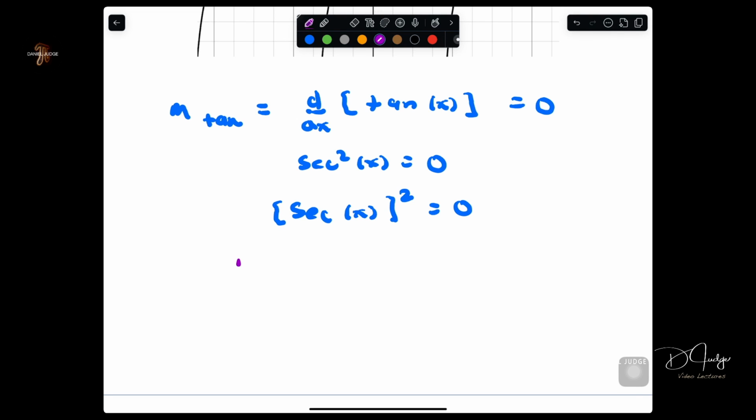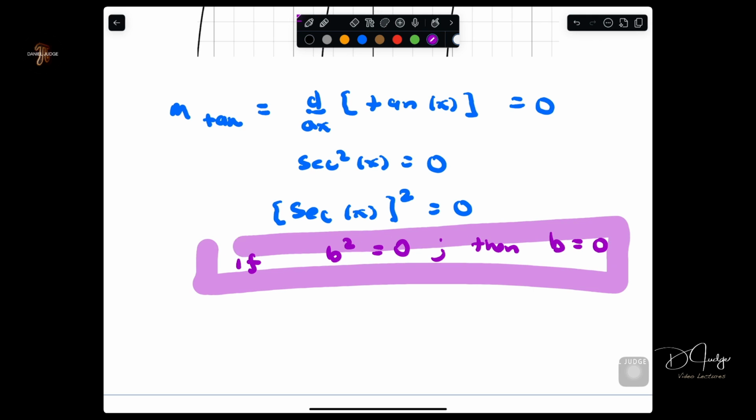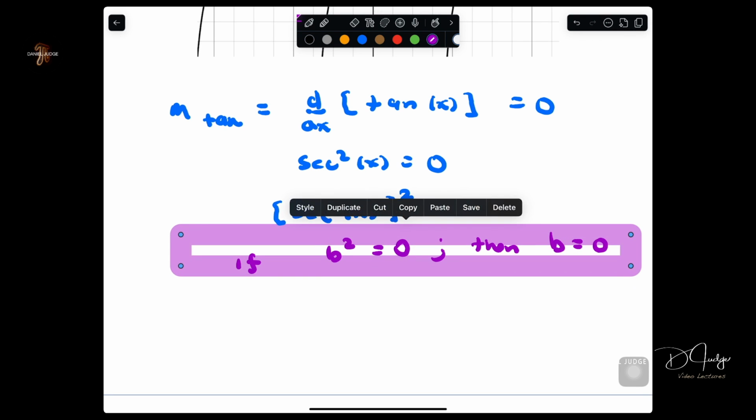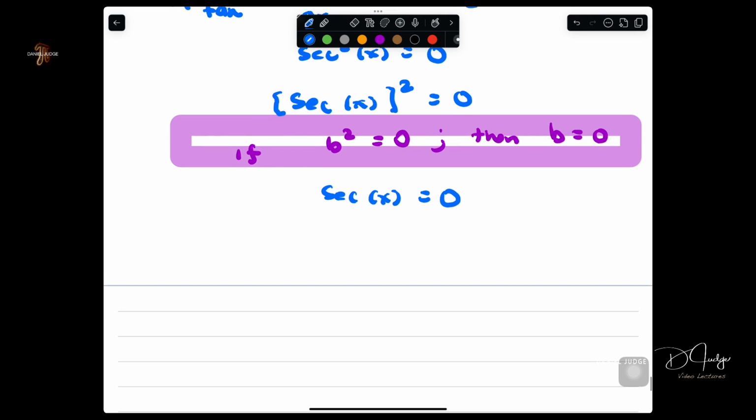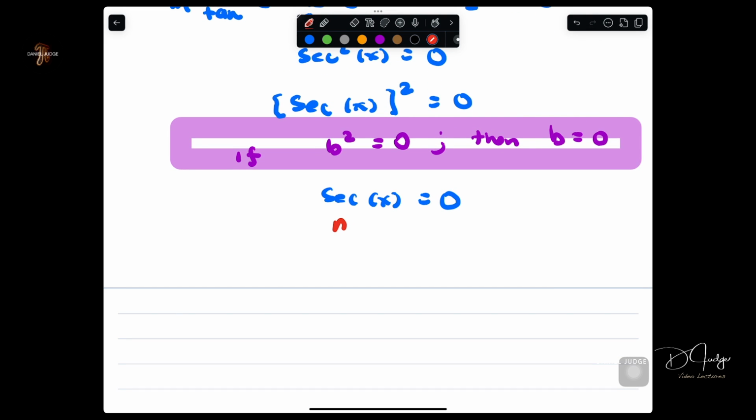So by algebra, if you have, I'll call it b for base, if you have the base to the second power, then that means the base can only be 0 here. This is another extremely important algebra fact. If b squared is 0, then that means b is 0. And what that means here then is secant is 0. And we just got through saying that this never happens. The secant function could never be 0.